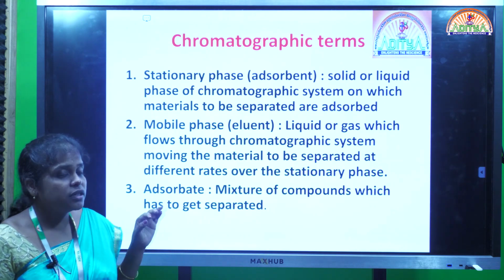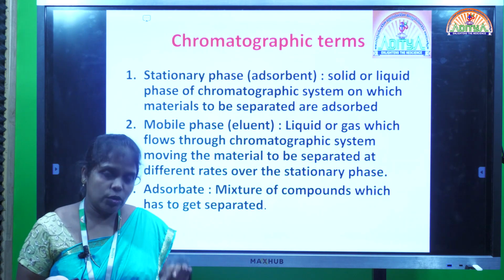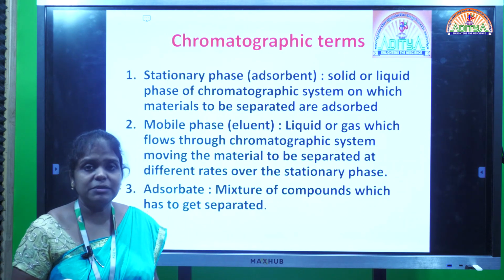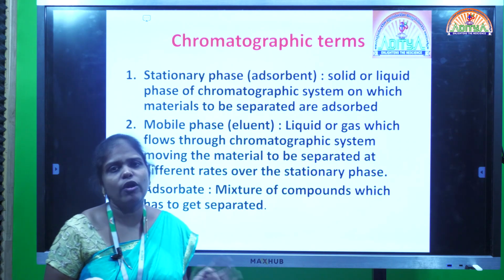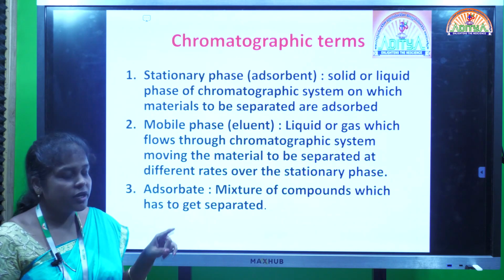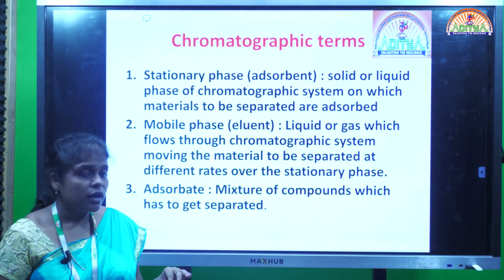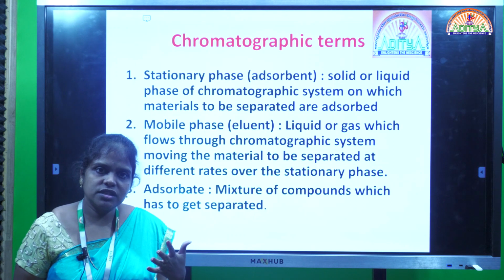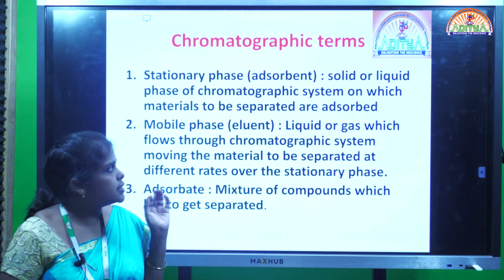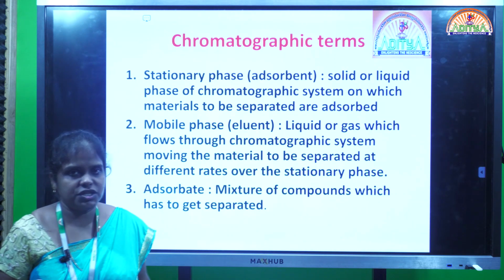The stationary phase used in chromatography is either a liquid or a solid. That means we can use a solid stationary phase or a liquid stationary phase. So the solid or liquid phase of the chromatography system, on which the substance we are going to separate is adsorbed, is called the stationary phase.